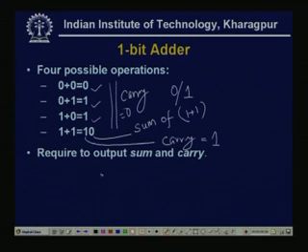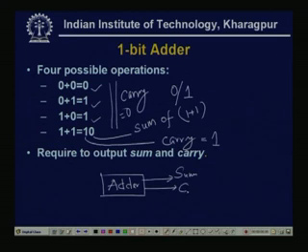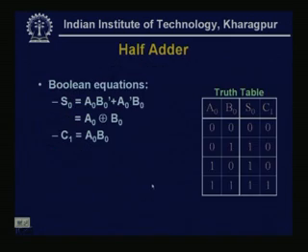That means, if I draw a black box for the adder circuitry, then I have 2 outputs, one is sum, one is carry, and I have 2 inputs to be added. Now we come to what we call the half adder. Let us represent this as a truth table.